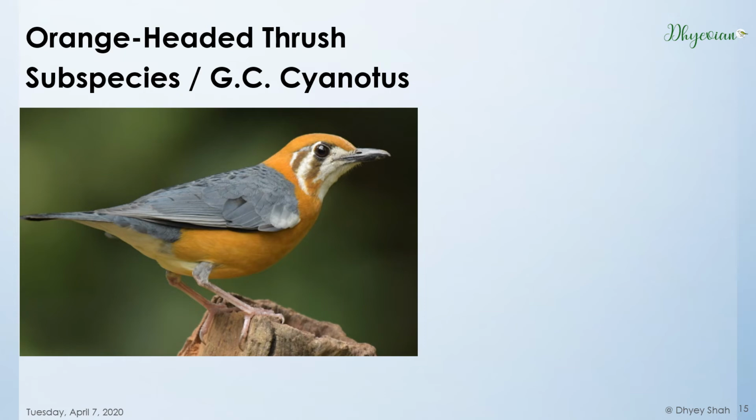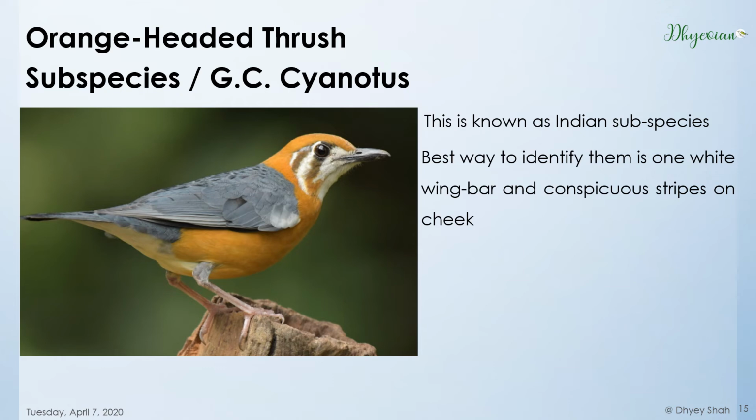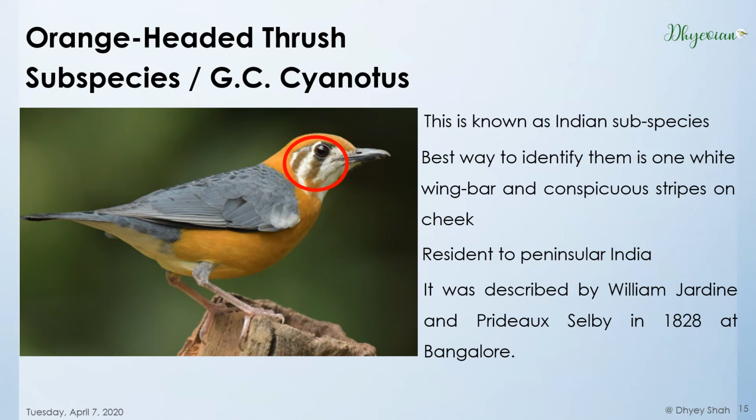Let's talk about the second subspecies. It is the Cyanotus race. It is often referred to as the Indian subspecies. The best way to identify it is the one white wing bar and conspicuous stripes on the cheek. It is resident to peninsular India, which means some parts of central India and southern India. It was first described by William Jardine and Prideaux Selby in 1828 at Bangalore.